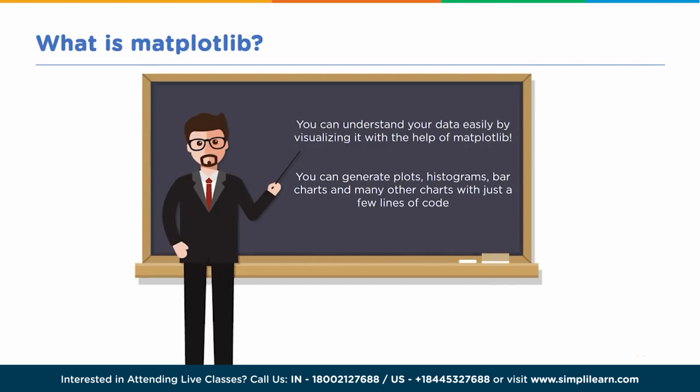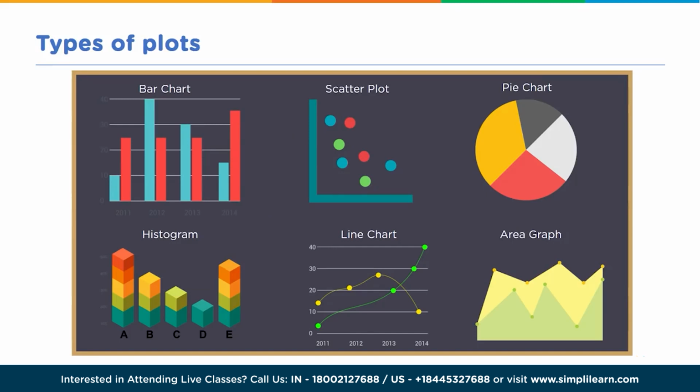You can understand your data easily by visualizing it with the help of matplotlib. You can generate plots, histograms, bar charts, and many other charts with just a few lines of code. And here we have some basic types of plots that we'll go into. We have the bar chart, the histogram. Boy, I use a lot of histograms in my stuff. A scatter plot, line chart, pie chart, and area graph.